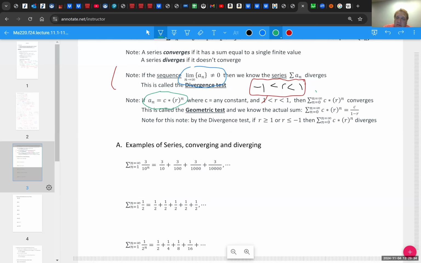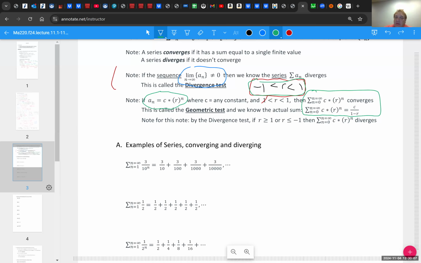And right there. So if r is between -1 and 1, then we immediately know that our series will converge, but we also know the actual sum of those numbers. So, we're looking at an infinite number of numbers we're adding together. If they have this pattern of c times r to the n, where r is between -1 and +1, the sum of all of those numbers is actually equal to c over 1 minus r.